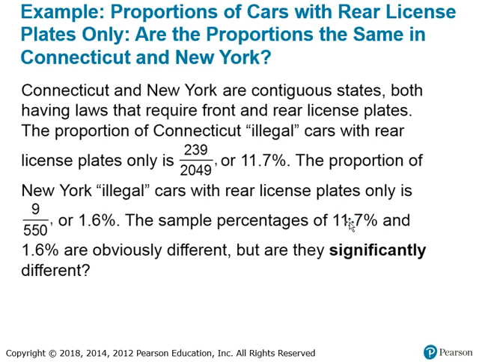So the example we're going to talk about is license plates in both New York and Connecticut. They both have laws that require front and rear license plates. Idaho requires both, but Washington doesn't. It only requires one. So we have similar situations out here. The proportion of illegal cars with rear license plates only in Connecticut is 239 out of 2,049. The proportion of New York illegal cars with rear license plates only is 9 out of 550. The sample percentages are 11.7 and 1.6. They definitely look different, but we need to find out if they are significantly different.